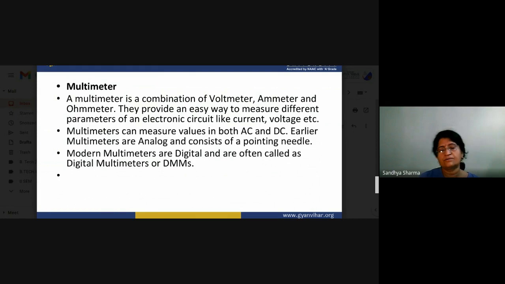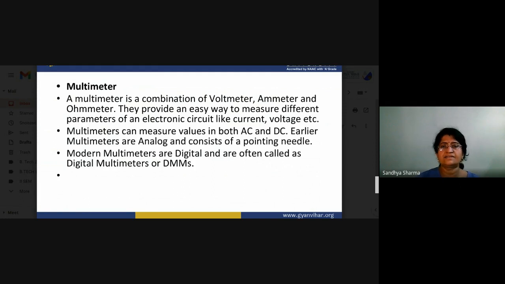Now we will focus on another measuring device called a multimeter, and you also know about this multimeter. It is a very important instrument in our laboratory. Multimeter is a combination of voltmeter, ammeter, and ohmmeter. Initially, we used voltmeter, ammeter, and ohmmeter devices separately for measuring voltage, current, and resistance. But nowadays, as technology advances, we use the combined features in a single device.